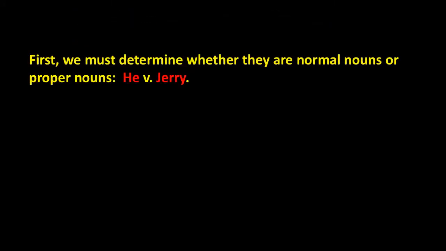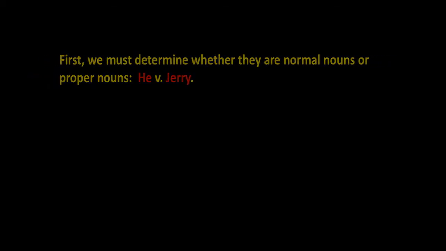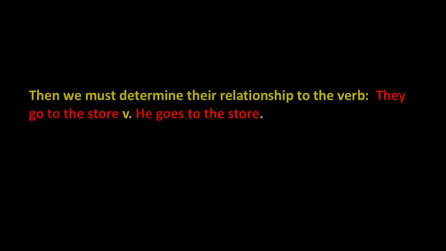In short, keeping our nouns and pronouns clear helps us communicate our ideas clearly. First, we must determine whether they are normal nouns or proper nouns, he versus Jerry. Then we must determine their relationship to the verb, they go to the store versus he goes to the store. Then we must decide whether they are part of the subject or the object. I bought the car for she versus I bought the car for her.